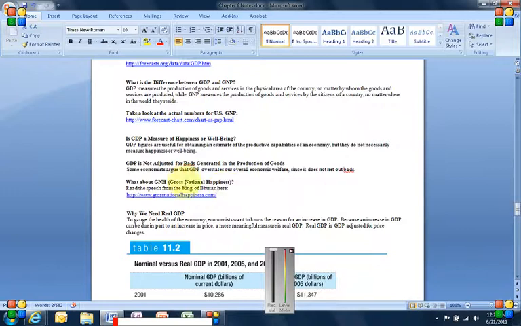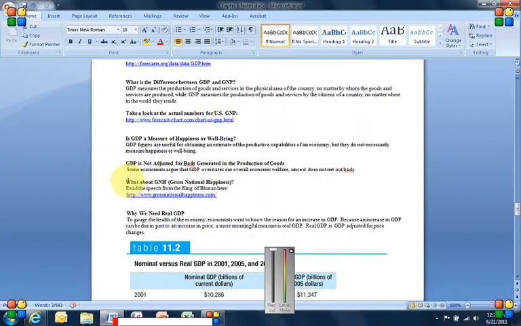One thing that doesn't get talked about a whole lot when people look at the growth of an economy, how big an economy is, is that GDP is not adjusted for bads. Some economists argue that GDP overstates our overall economic welfare because it doesn't take a look at the negative externalities that come with some of our productive activities.